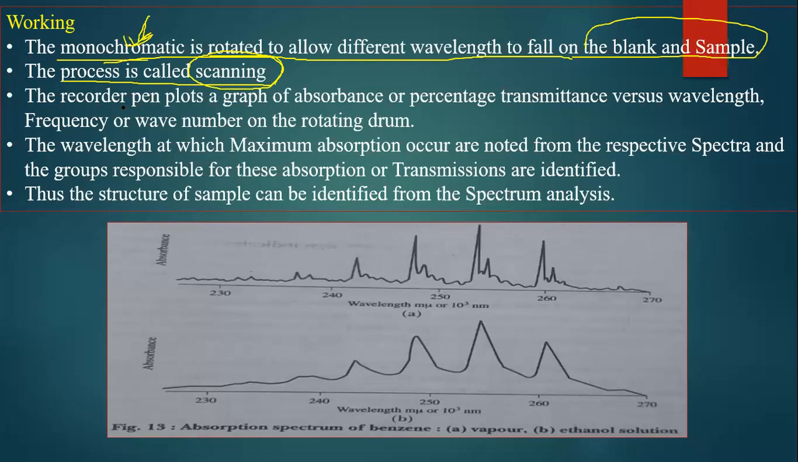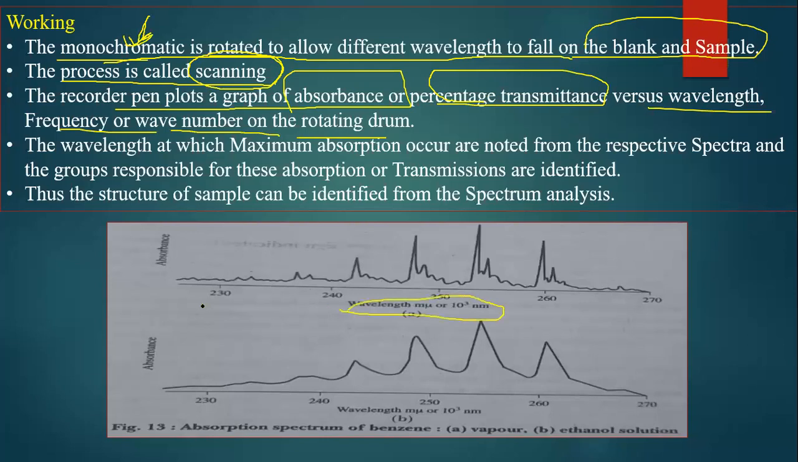See now what happens. The recorder plots a graph of absorbance or percentage transmittance versus wavelength or frequency or wave number, depending upon our requirement. See, this is the wavelength on the x-axis, and here on the y-axis is absorbance.